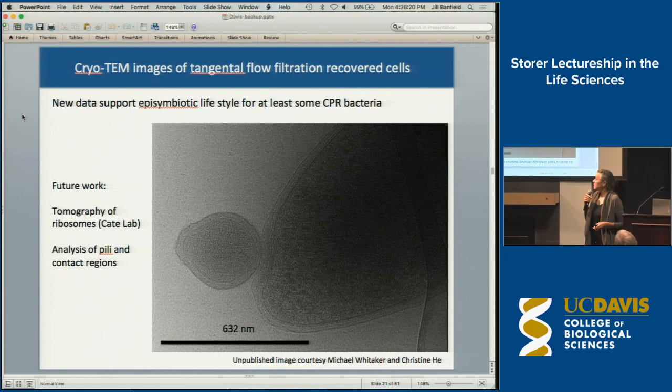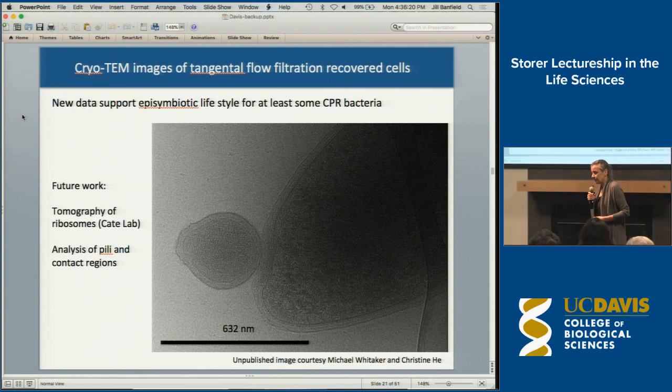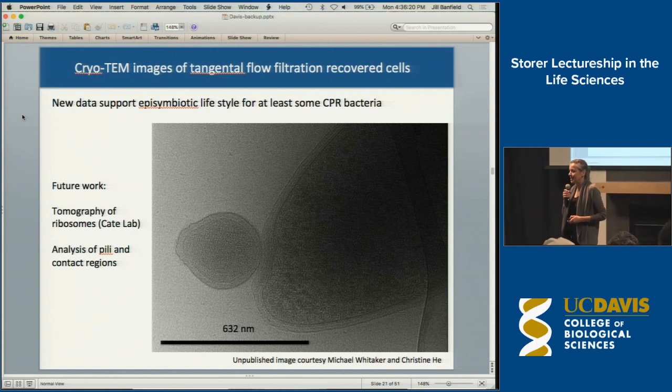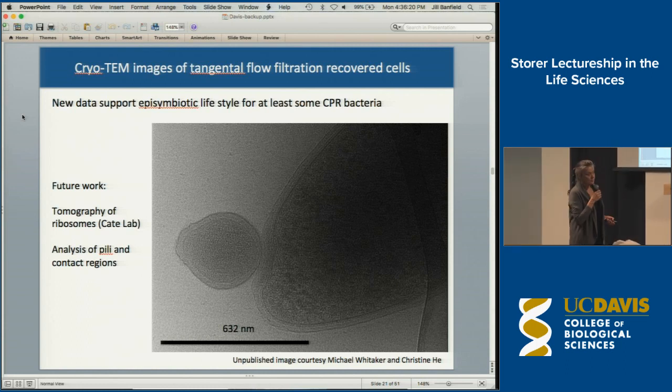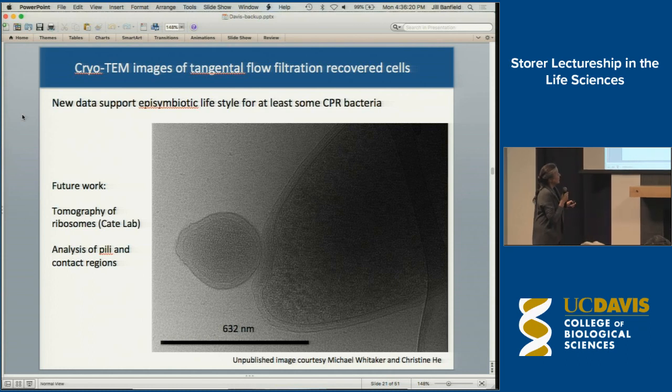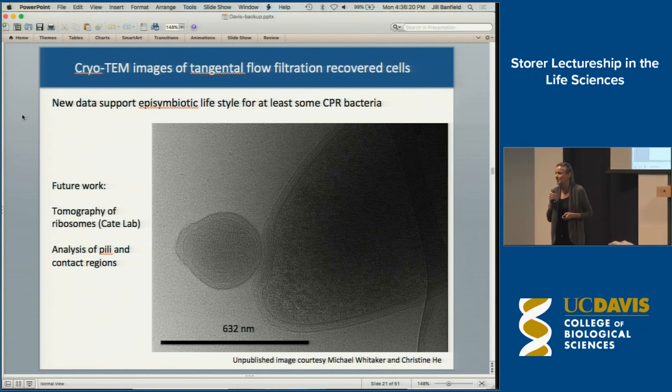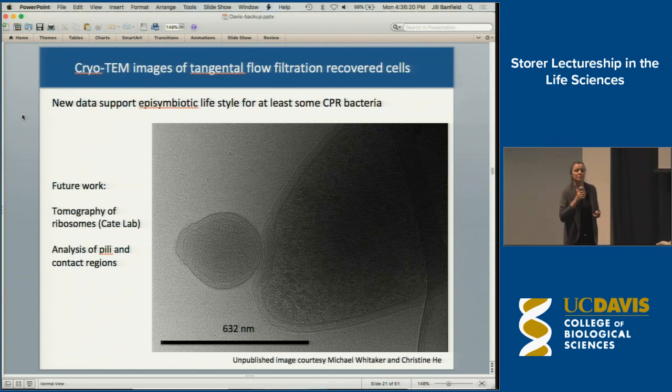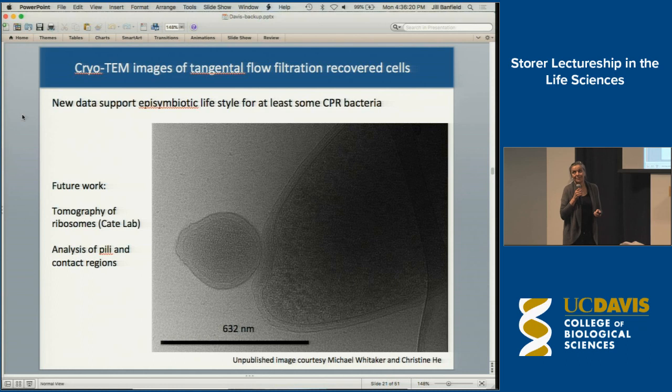We have begun to get TEM images again from these organisms. These are coming from a site called Genasi, it's in the Central Valley. It's under a dairy farm, actually. And Chris is now a postdoc in the Kate Lab at Berkeley who studies ribosomes by TEM. And so they're going to basically collect tomographic data sets and resolve the structure of these ribosomes by most sophisticated methods.